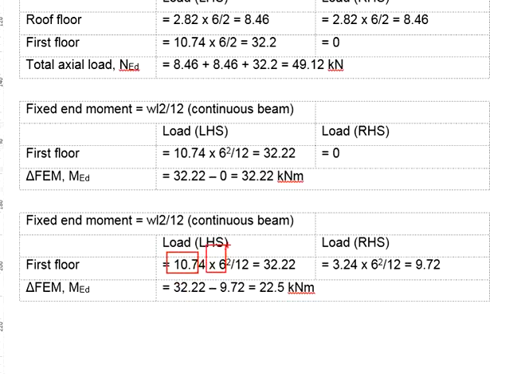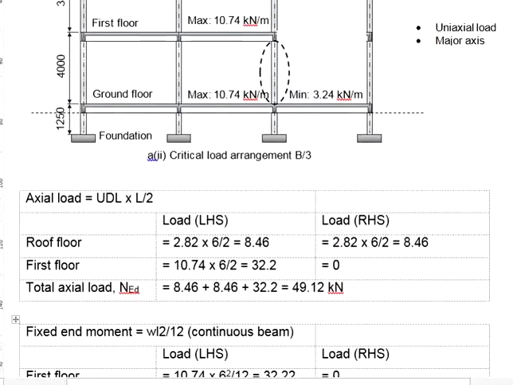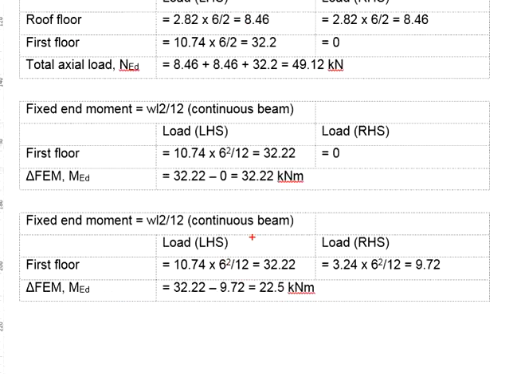WL square per 12. You will do the same for the right hand side, WL square per 12. You will see differences in terms of the moment. It means that you will have moments from this side and also moment from this side. The two moments cancel out each other. The differences between the two moments here shall be the moments taken by the joint. That's why we calculate the differences between this 32 point something and 9 point something.